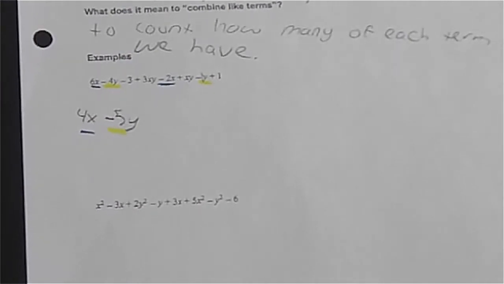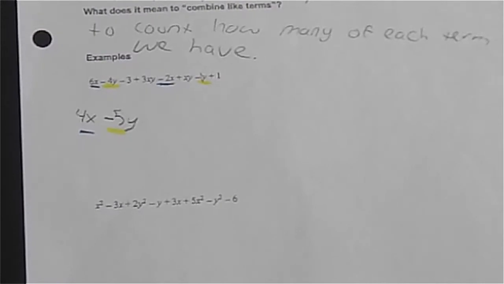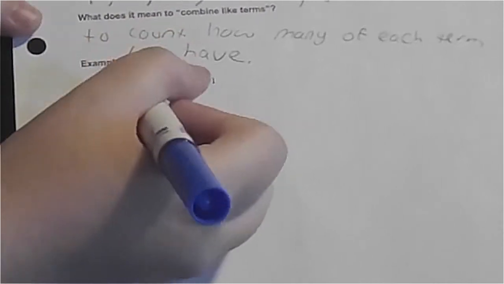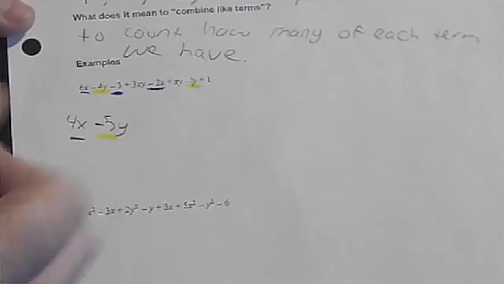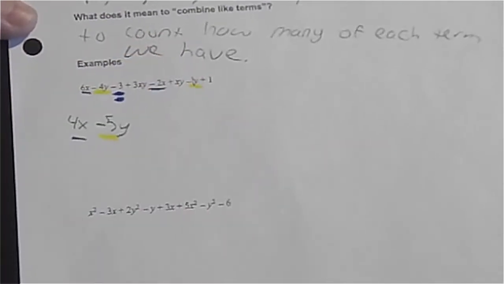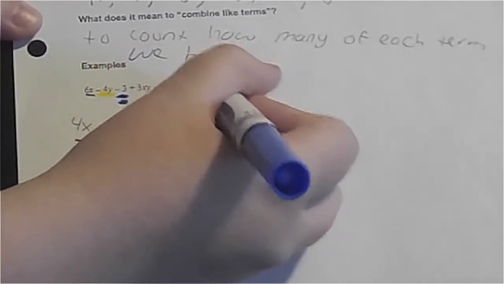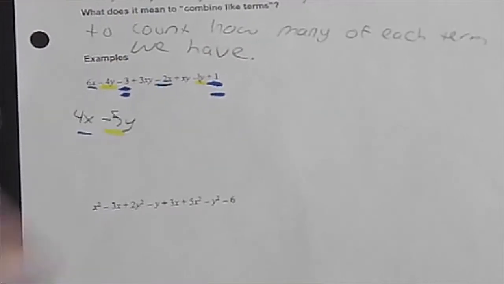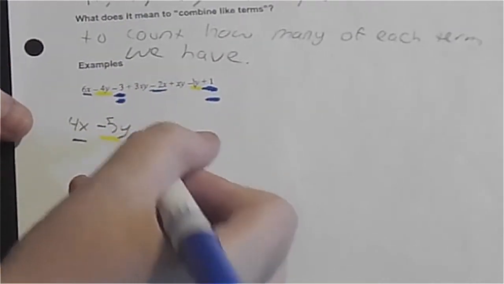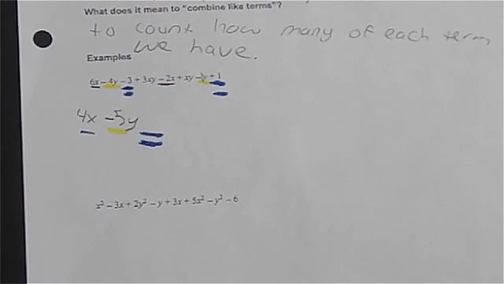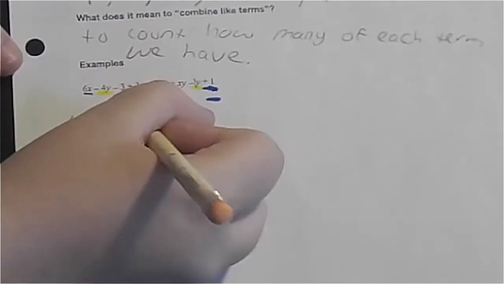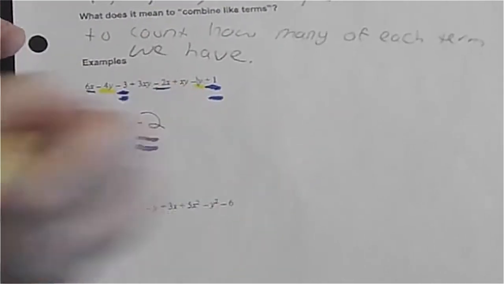Our next term is a just number term. It's just minus 3 with no letter with it. So it's just a number. Later on, I have another just number term right here, and it says plus 1. So if I combine that together, negative 3 plus 1 is negative 2.